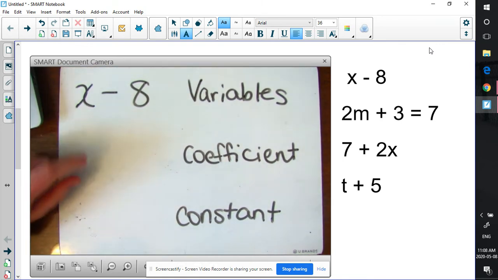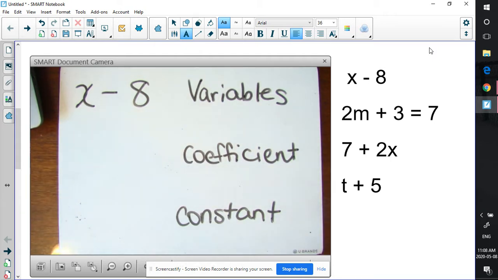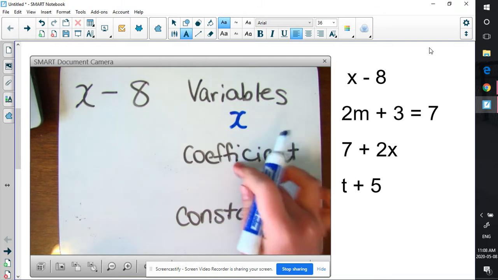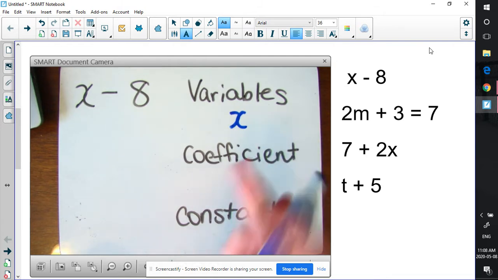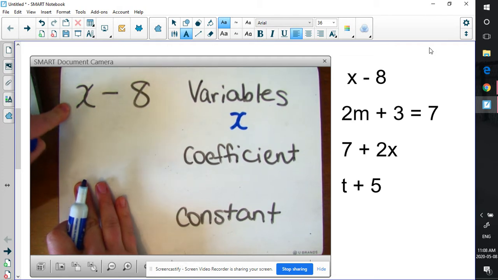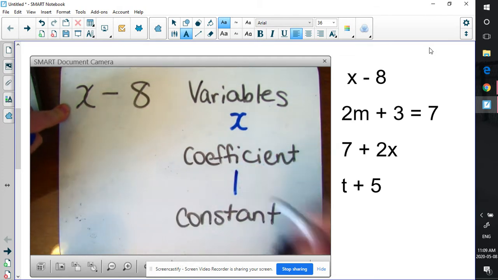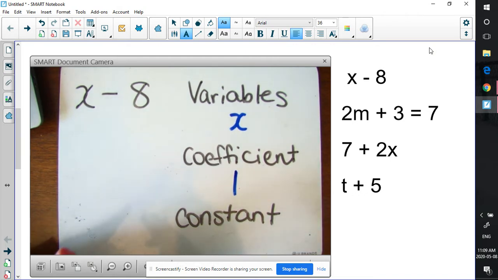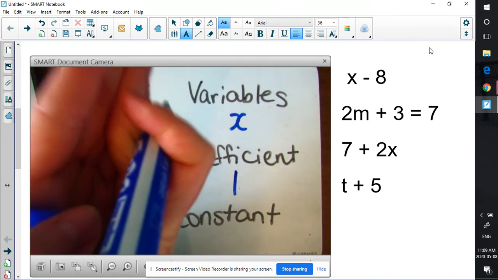So for this one, the variable. Now remember, the variable is always the letter. So the letter is x. The coefficient is the number in front of the variable. Remember, if there is no number in front of the variable, you put 1. The constant is the number that is not stuck to a variable.